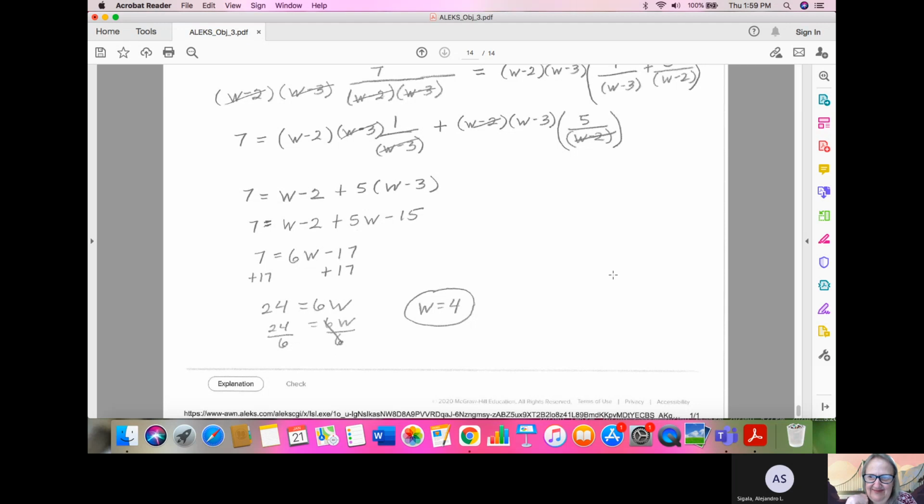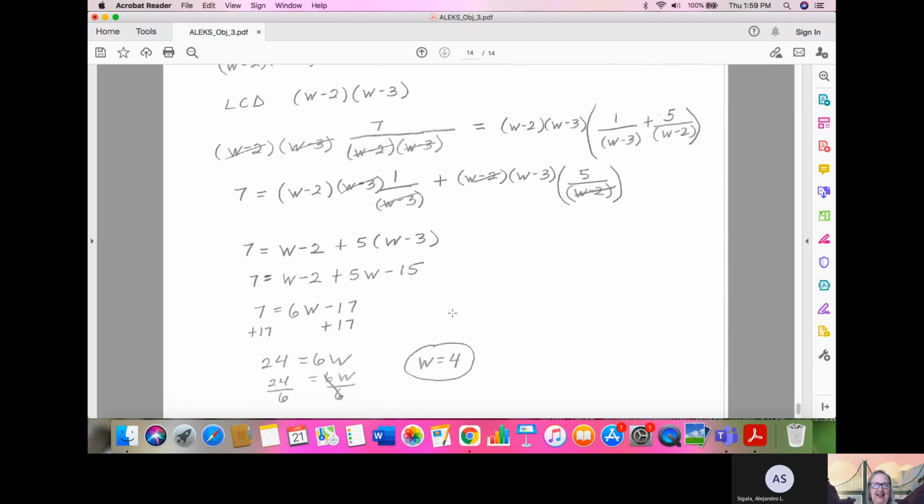Math is always explanatory. It's sometimes complicated, but there's always an answer. And don't forget to check this number in the original, the minus 4. Just plug it back in. Make sure it doesn't equal 0. Yeah, just plug it in.